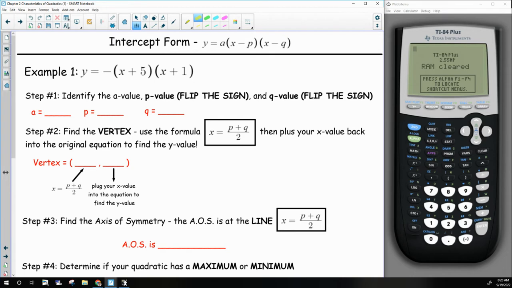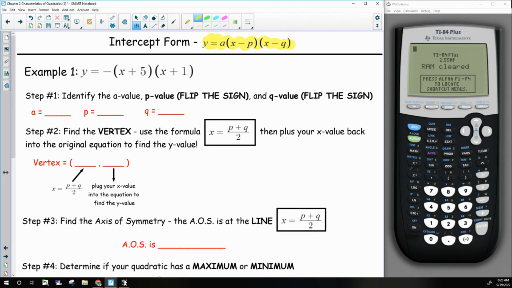So intercept form is y equals a times (x minus p)(x minus q). You will notice we have three values, which will be extremely helpful. It has that a value that all the other two forms have, only instead of h and k, instead of b and c, we have a p value and a q value.